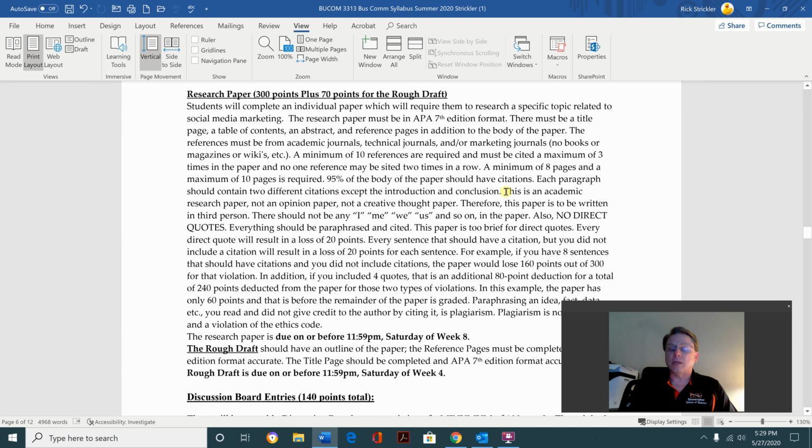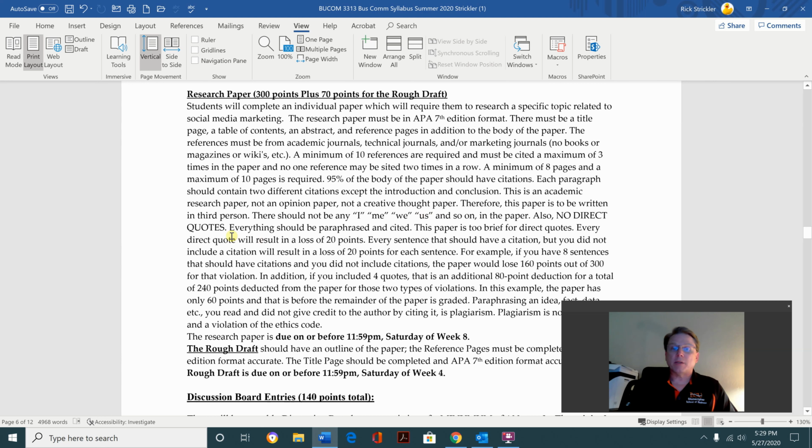It excludes the introduction and conclusion. Those are the only two paragraphs that don't need to have a citation. All the other paragraphs need to have at least two different citations. Okay. It's an academic research paper, not an opinion paper. It's not a creative paper, thought paper.